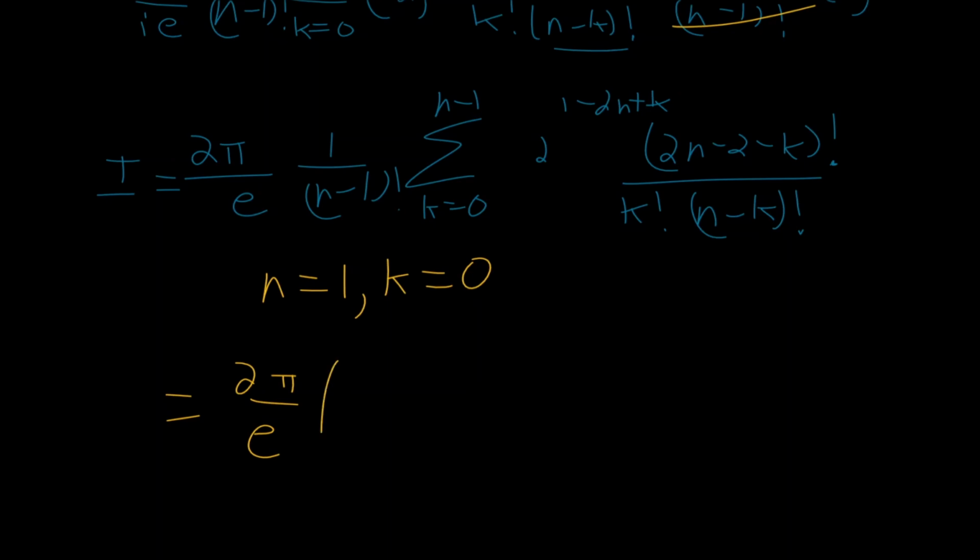But inside our sum, we have, let's see, 2 to the 1 minus 2 plus 0. So 2 to the minus 1, which is just 1/2. And then times, let's see, 2 minus 2 minus 0, and then 0 factorial, and then 1 minus 0. So that all right there is just 1, meaning that term right there is just a half. So we do end up getting this pi over e.